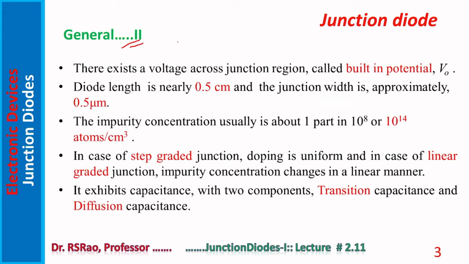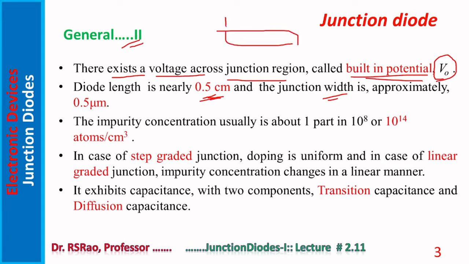Another set of points. There exists a voltage across junction region. It is called built-in potential. Symbol is V0. Regarding dimensions of diode, its length is approximately 0.5 cm, half cm, and the junction width is approximately 0.5 micrometers. This is diode. It is half cm, 0.5 cm. In the middle, there exists junction region. Its width is 0.5 micrometers.